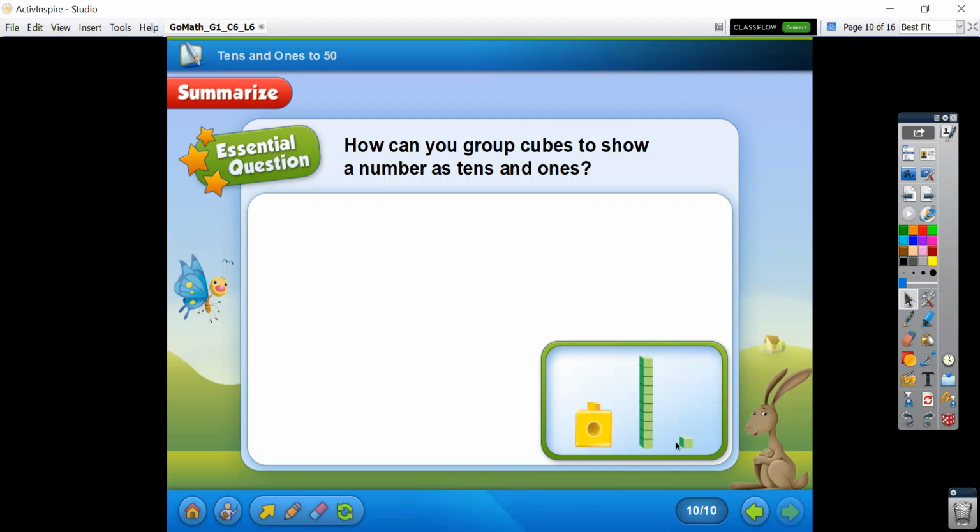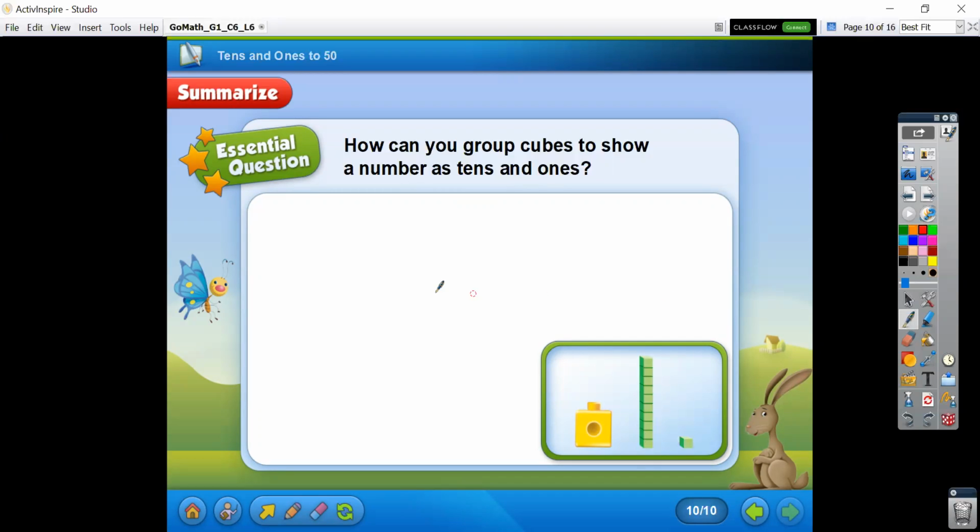I'm not going to worry about this cube here, but let's take a look at our essential question. How can you group cubes to show a number as tens and ones? Okay, so remember, this is our 10, the tall guy, and remember it's a 10 because there's 10 of these all lumped together here. So let's count them. 1, 2, 3, 4, 5, 6, 7, 8, 9, 10. So that's why we can call it a 10. Remember, so much faster when we can count by tens.